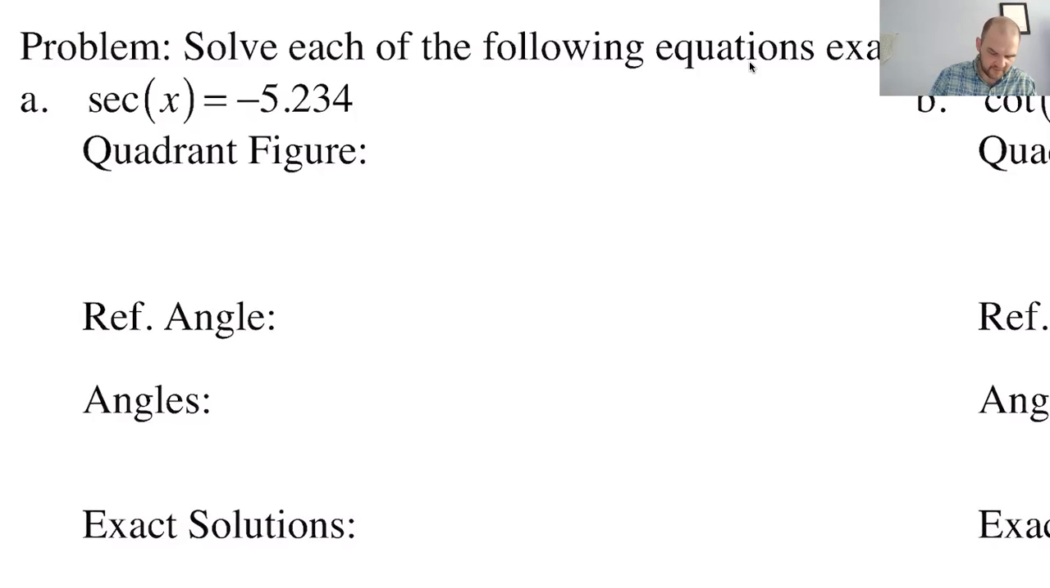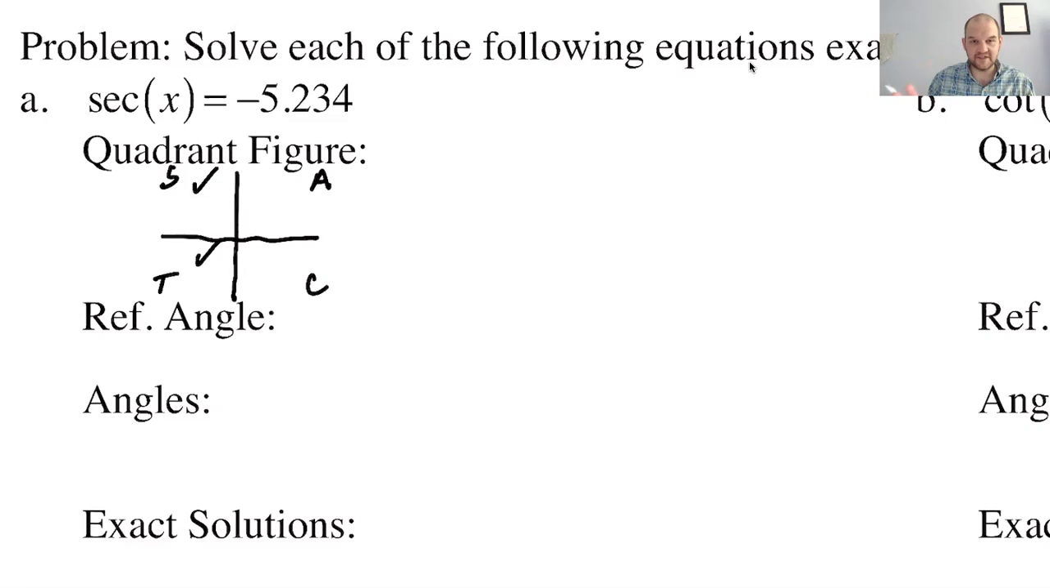So what we can do here, though, is take the ideas we were using before. We can draw a quadrant picture. It's secant and it's negative, so it would be A, S, T, C. So anywhere cosine is negative, which will be quadrant 2, quadrant 3. Now I can find the reference angle, because if I take the absolute value of negative 5.234 and do the inverse secant of it, I'm guaranteed to get a quadrant 1 angle, because inverse trig of a positive always gives you quadrant 1.